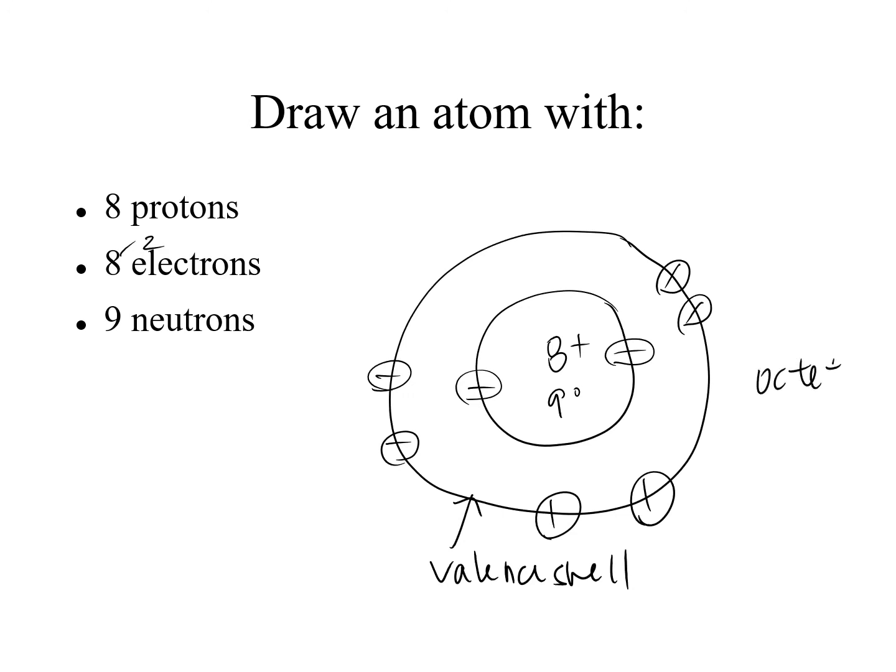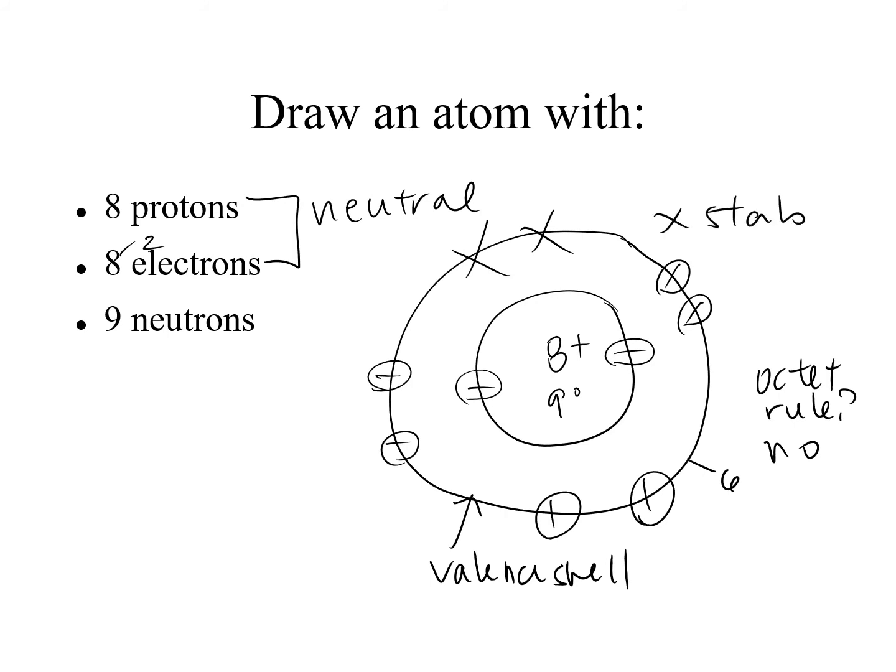Now, I'm interested in seeing if my valence shell satisfies the octet rule. So the octet rule means that we need 8 electrons in order to be stable. Do we meet the octet rule here? Nope. That's because we only have 6 in that valence shell, and to meet the octet rule we would need 8 electrons. So I actually have room for 2 more electrons to sit on that valence shell. Let's also talk about this neutral issue. To be neutral, I would need the same numbers of protons and electrons. I have 8 of each, so yeah, this is in fact a neutral atom. It's just not a stable atom.